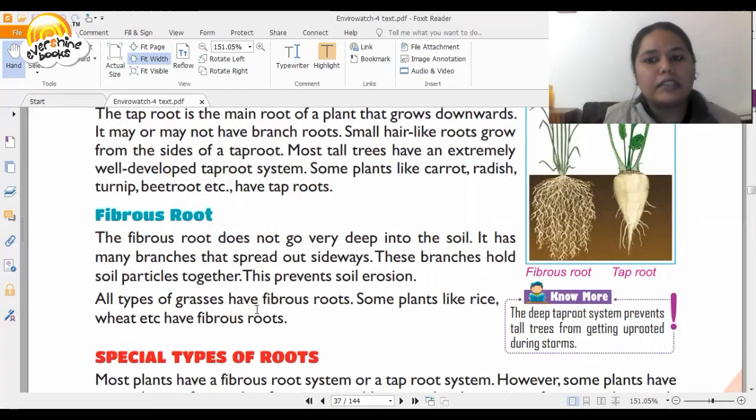All types of grasses have fibrous roots. Some plants like rice, wheat, etc. have fibrous roots. So what is the example of taproot?